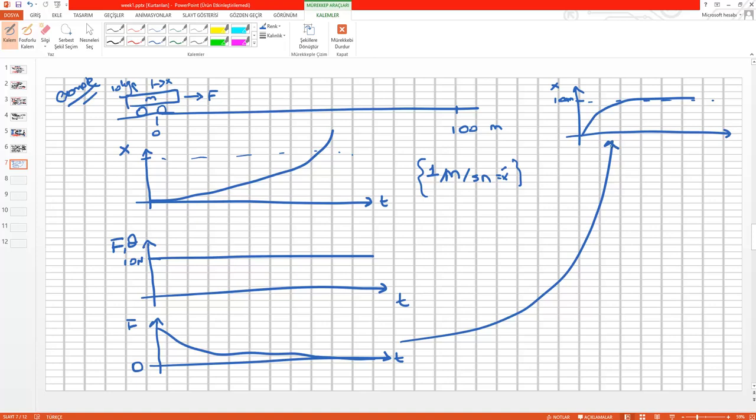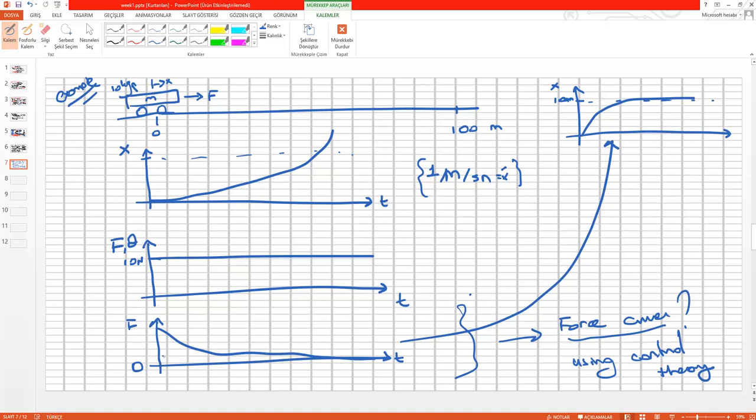And so how can we obtain this force curve? This force curve can be obtained using the control theory. This is the answer to your question, okay?